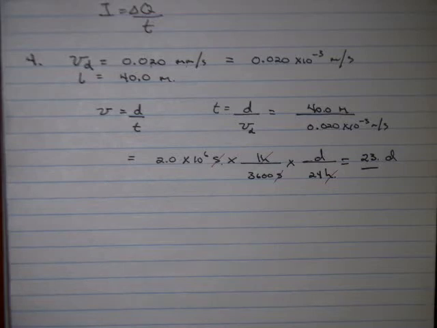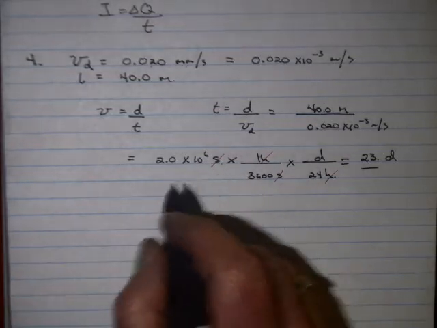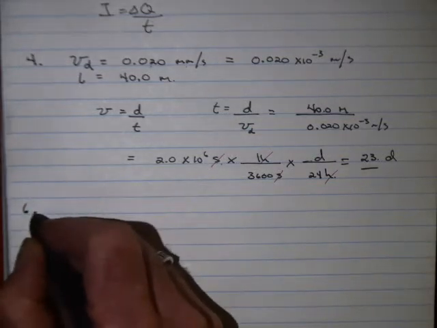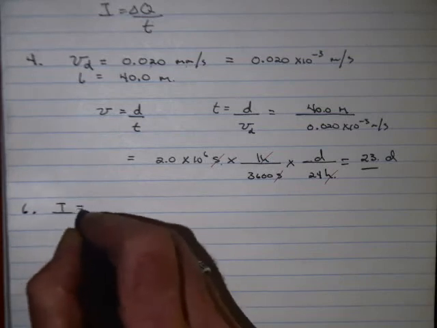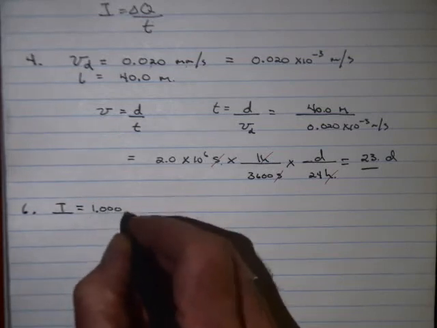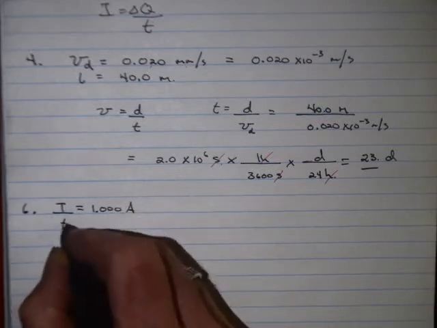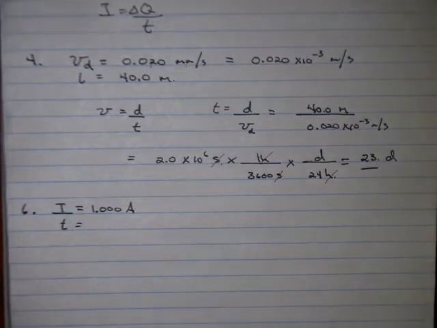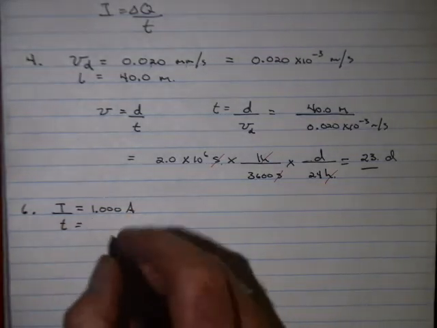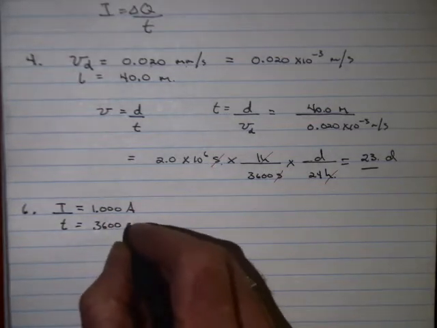How much silver is deposited by a current of 1.000 amps in 1.00 hours? The mass of 1 mole of silver atoms is 107.9 grams, and you're given the half reaction there, which is a 1-to-1 ratio. So what do we know? Well, let's write this down here. Number 6: current I is equal to 1.000 amps. Time is equal to 1 hour, which is equal to 3600 seconds.